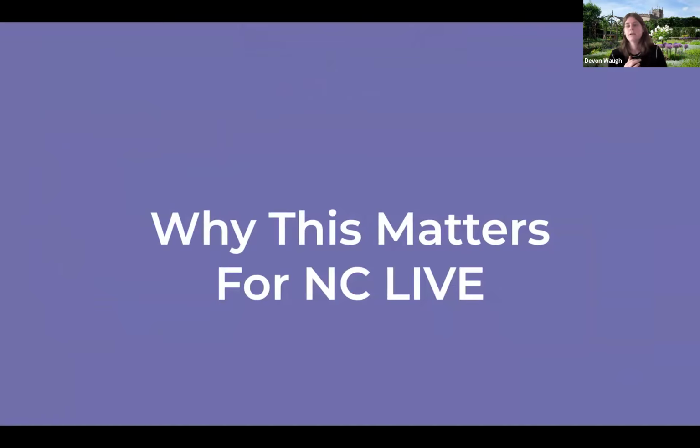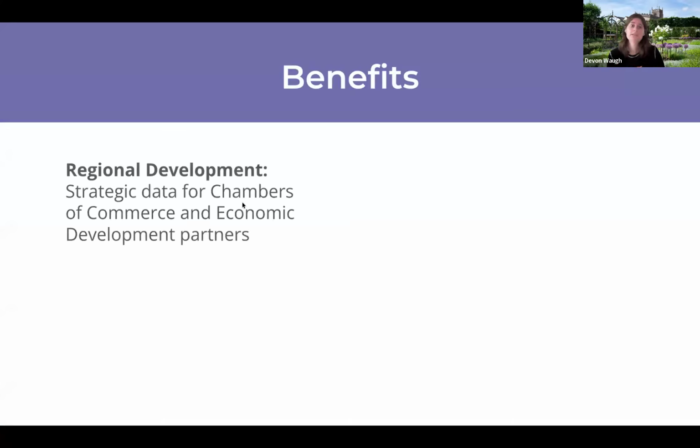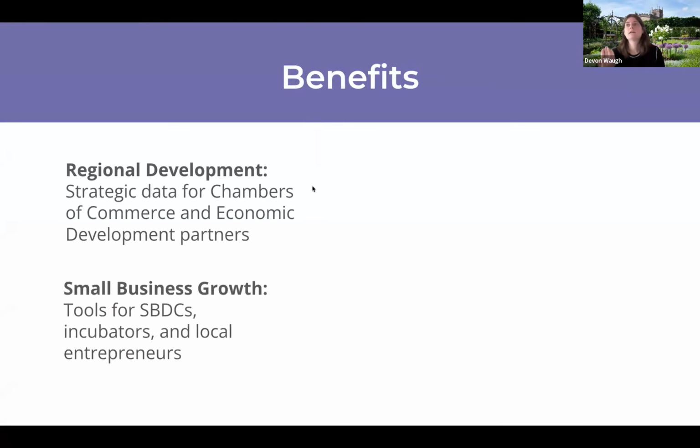We wanted to kind of wrap things up by sharing why the business resources and opportunities in Social Explorer matter for NC Live. Having access to these data sets helps for regional development. This is great strategic data for county commissioners, for chambers of commerce, economic development partners in your area, any sort of local or regional startups or incubators. People just sometimes think, especially with their public library card, that they might have access to ebooks or audiobooks, but they have these incredibly data-rich tools through NC Live as well.